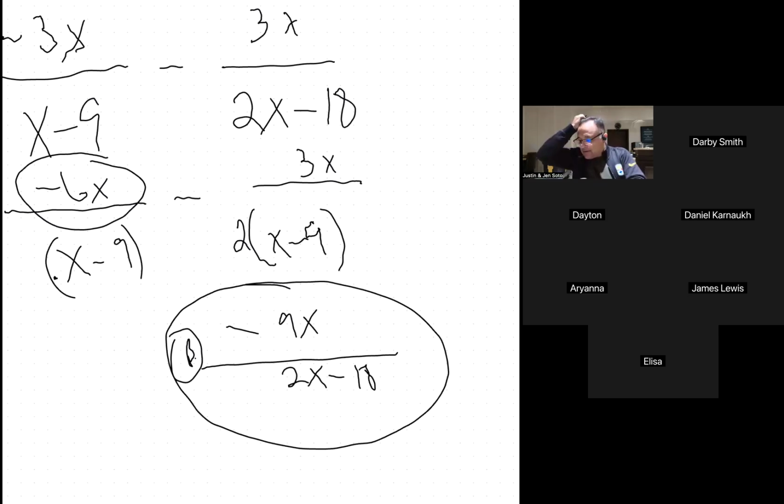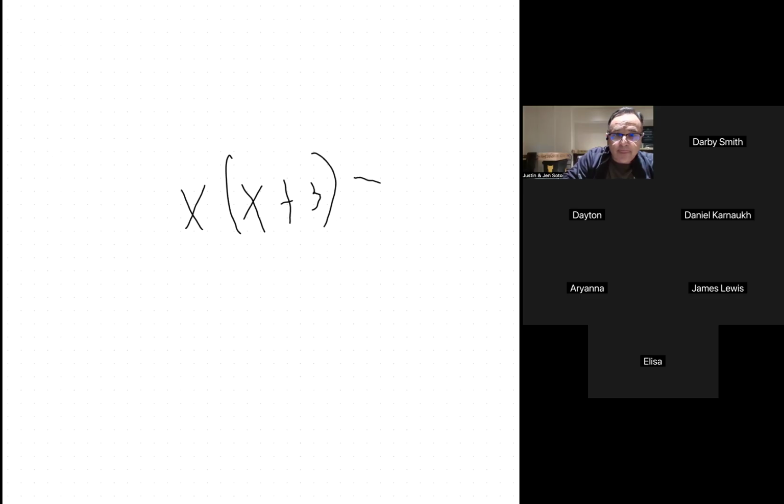All right. Number 16 is going to be similar to what we learned today. And then number 17 will surely be like that. So all I'm going to do here is this. X times x is x squared. X times 3 is 3x.